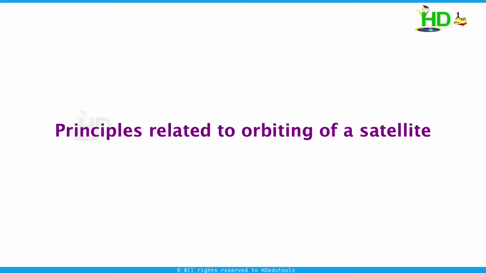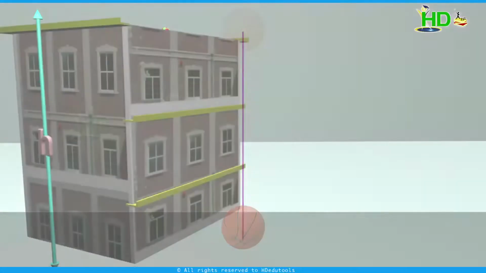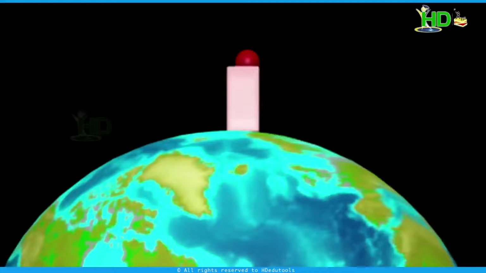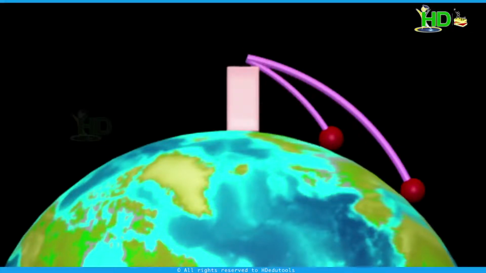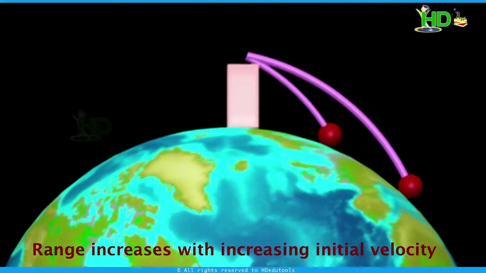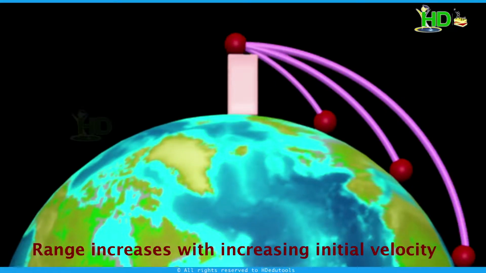Already we know that when an object is dropped, it reaches the earth along the vertical line in the absence of air resistance. Similarly, if the object is thrown horizontally with some initial velocity, it takes a curved path, but still it reaches the earth. Now from this height, we go on increasing the initial velocity. Then what happens? The range will increase. Thus, as the initial velocity increases, the radius of the curved path is greater.